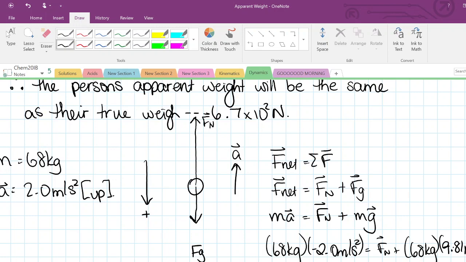Okay, so those are apparent weight questions, guys. And we'll spend some time in class practicing these. I have a worksheet for you guys all about elevator problems. So if you've got questions, let me know. We'll do some practice problems together as a group when we see each other next time.